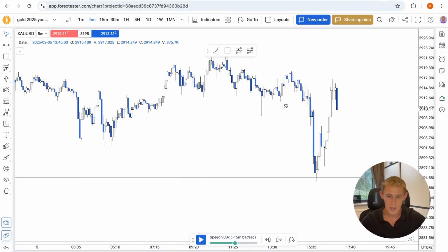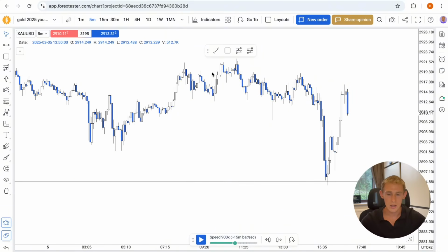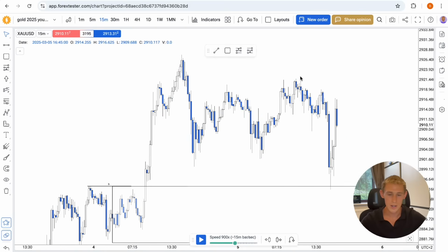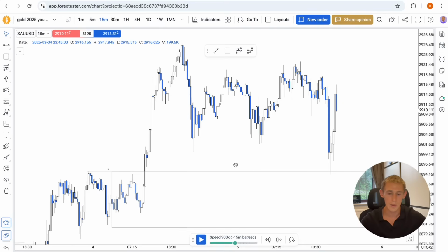Let's see, have we had a change of character here? No. So in a case like this, it's quite hard to trade because the change of character is here, but that's already pretty much in alignment with the main structure. So it's going to be very difficult to get a confirmation on this.